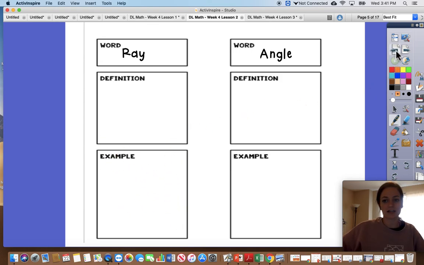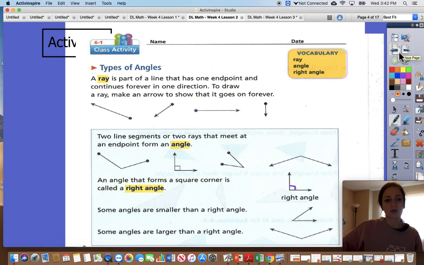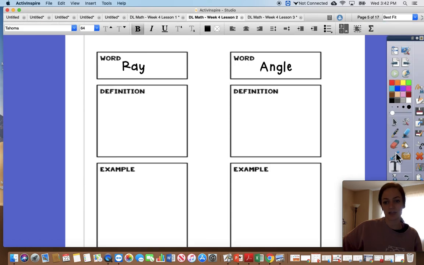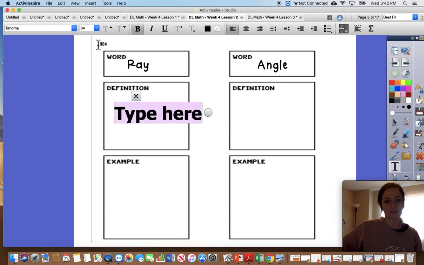So let's go back and look at what a ray is. So hopefully you have your book and your pencil right next to you because you're going to write it down too. A ray is a part of a line that has an endpoint and continues forever in one direction, okay? So I'm going to write that right here. Oops, that's huge.